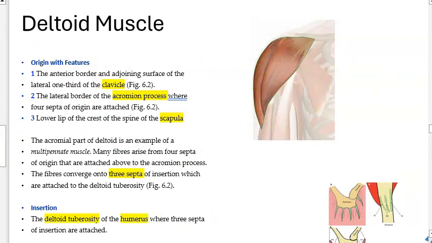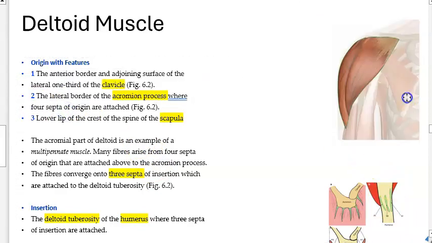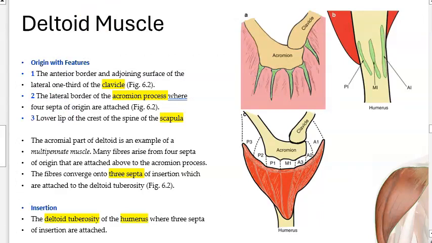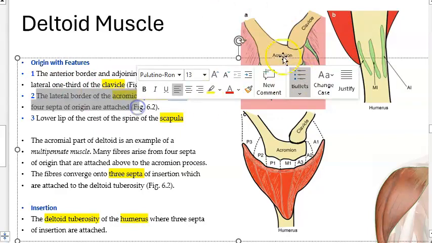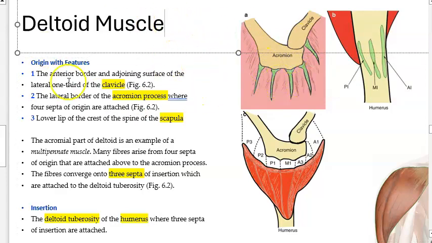Now coming to the details of the origin and insertion. From the clavicle, which part? The lateral part of the clavicle, you have some fibers coming. Then from the acromion process, you have 4 septa. How many septa? 4 septa. You will not understand unless you look at the diagram. So from the clavicle you are getting fibers, then from the acromion process, which is the process of the scapula itself, you're getting 4 septa. That is what the textbook says. You have to remember this. The lateral border of the acromion process is where the 4 septa of origin are attached.